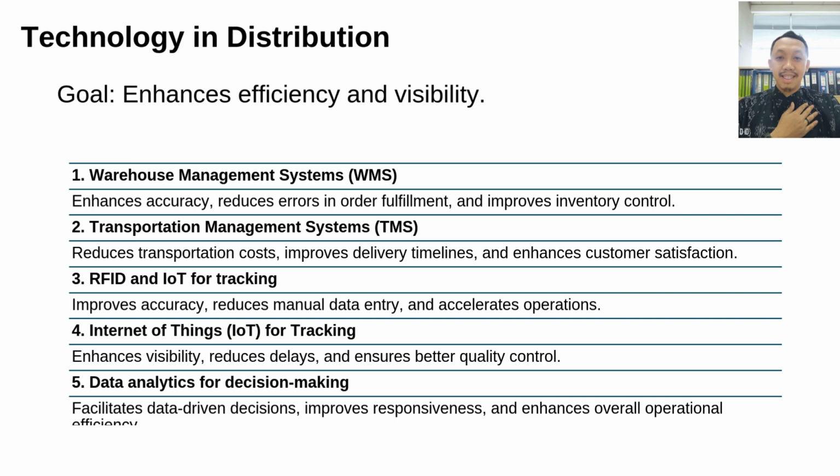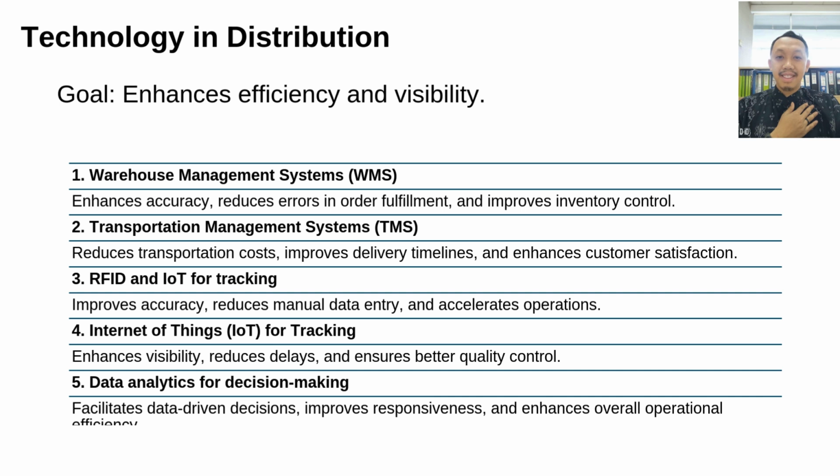3. RFID, Radio Frequency Identification. RFID uses radio waves to automatically identify and track objects tagged with microchips. Benefits of RFID are improved accuracy, reduced manual data entry, and accelerated operations. 4. Internet of Things, IoT for tracking. IoT connects physical devices, enabling real-time communication and data sharing. Benefits are enhanced visibility, reduced delays, and better quality control.